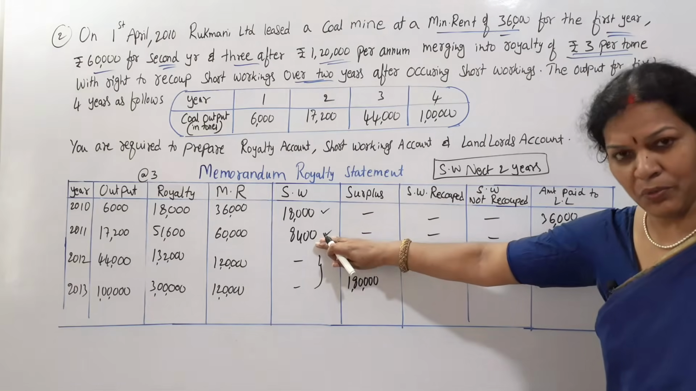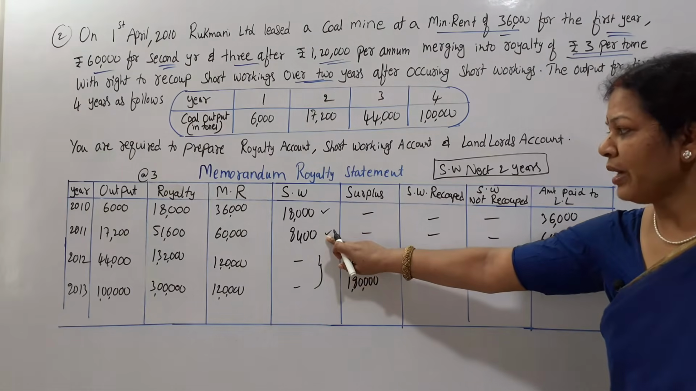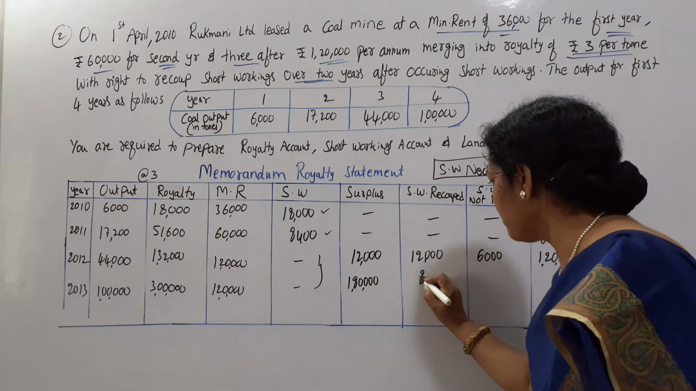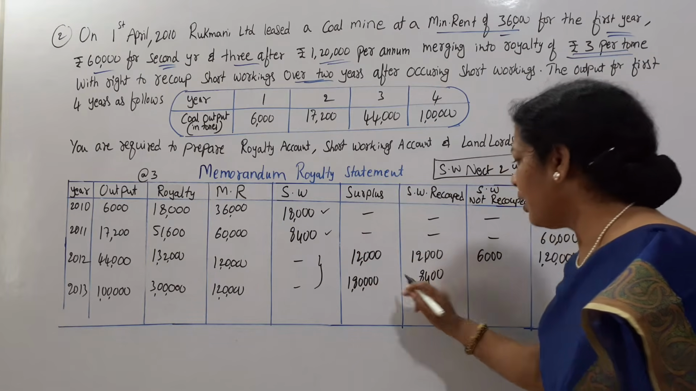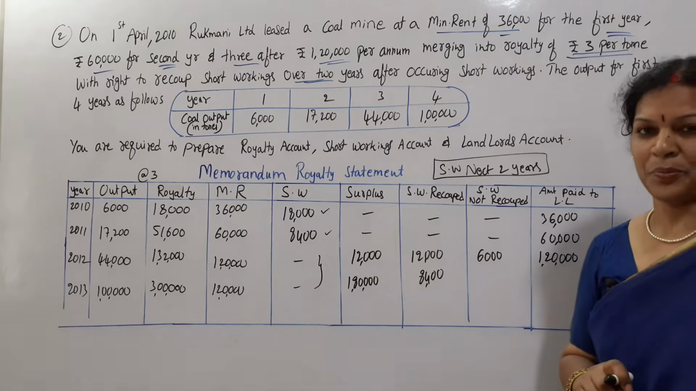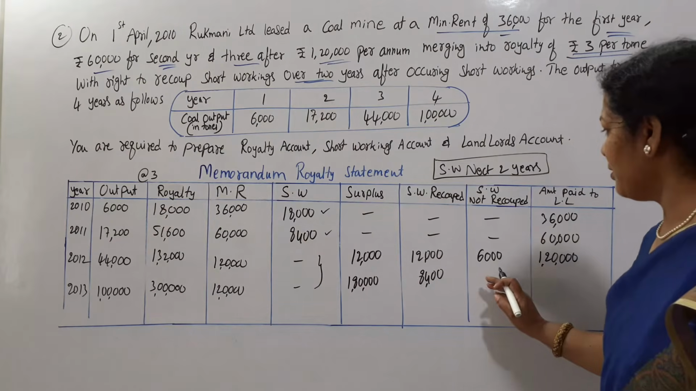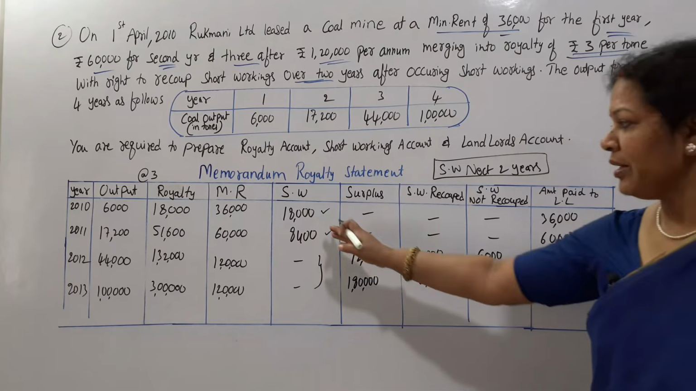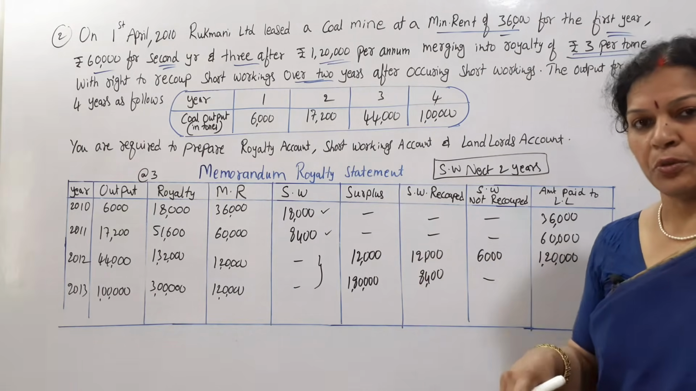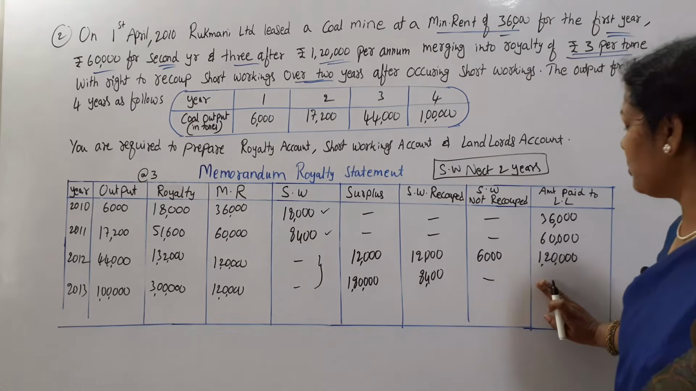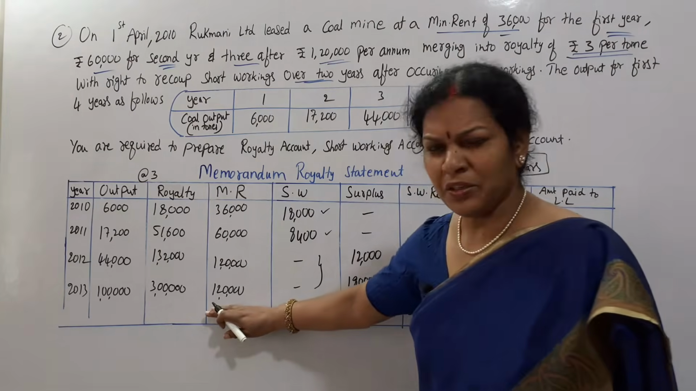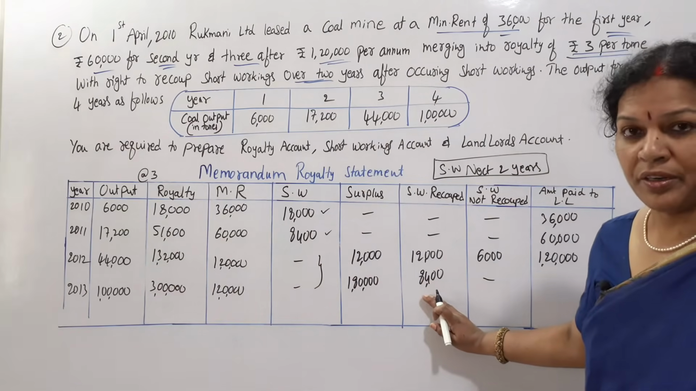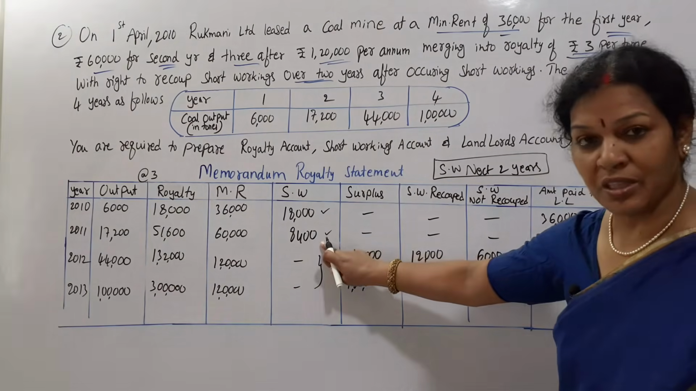Now this one, we'll focus on this one only. So we have short workings of 8,400. We'll recoup 8,400 out of 1,80,000 surplus. Not recouped is not there, because 8,400 we could recoup. Now how much is to be paid to the landlord? 1,20,000 is okay, but out of royalty we have used 8,400 for recoupment of this surplus.